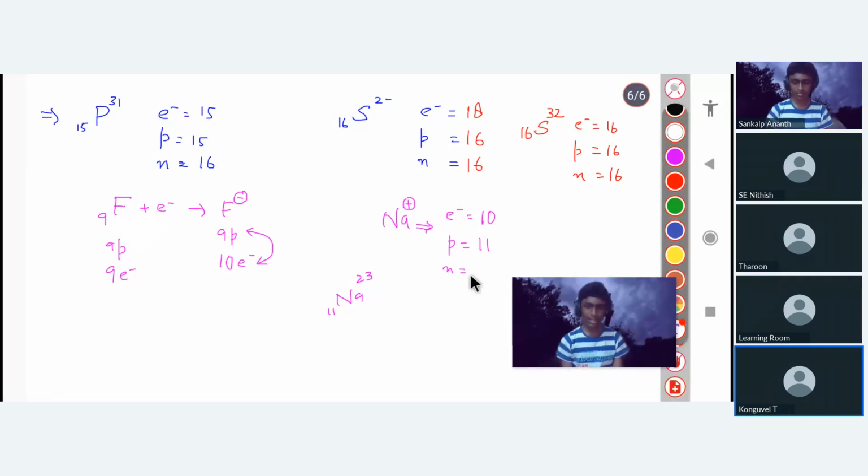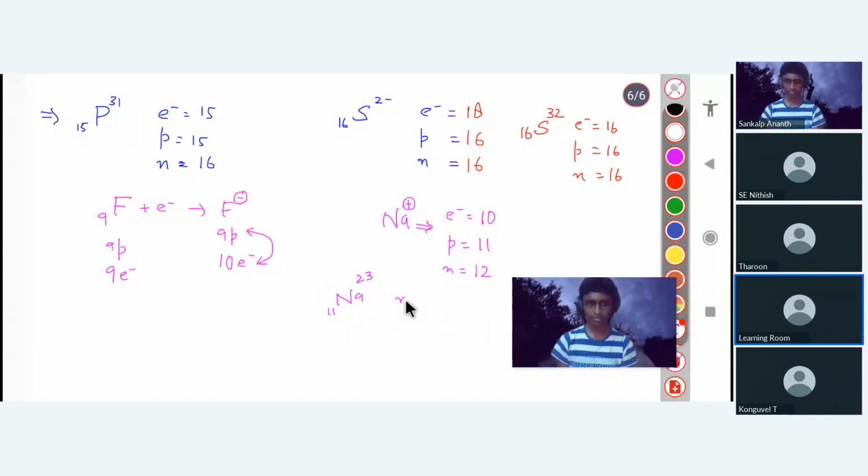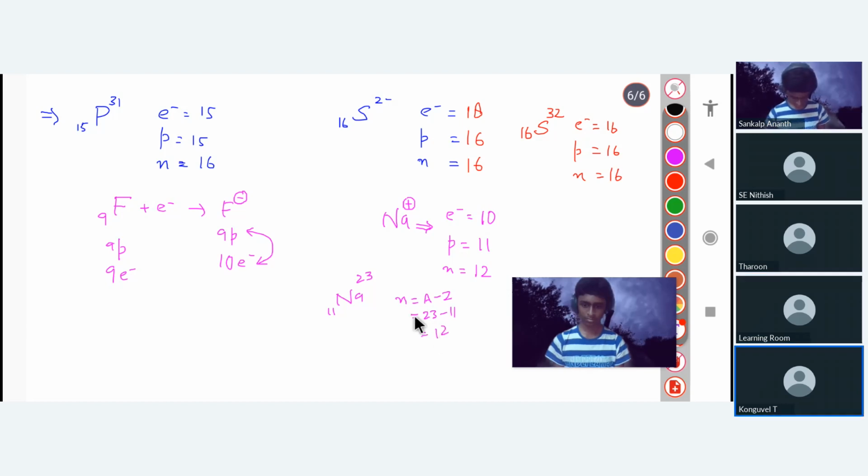Exactly. Neutron equals 12. 11, sir. 12. My bad. Number of neutrons is always equal to A minus Z, right? A is here 23 and Z is 11. That is 12. Yes, sir.